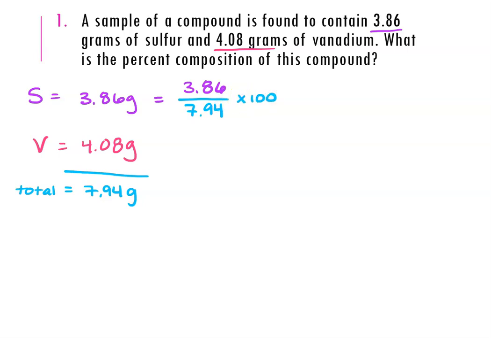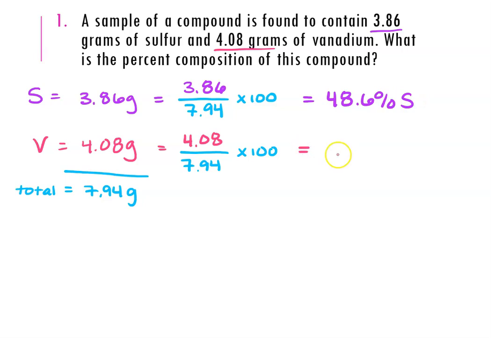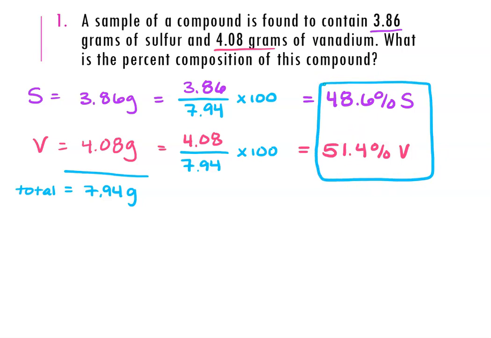And then for the vanadium, I take the 4.08, and again divide by the total, 7.94, and then times that by 100. All right, so I plug this into my calculator, and I want to round to one decimal place. So for the sulfur, I get 48.6% sulfur, and then the rest of this is going to be the 51.4% of vanadium. And then if I add these two together, I get 100%, which means that somewhere I did some math correctly. Hooray and huzzah!